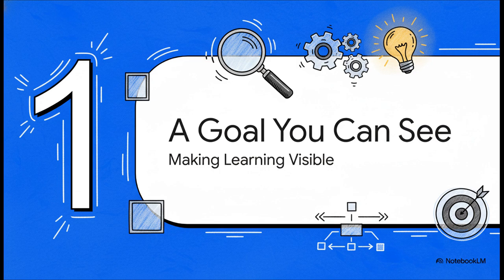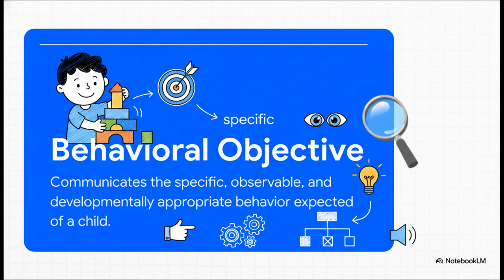Right, so how do we get from that foggy goal to one that's crystal clear? Well, there's a really powerful tool that's designed to do just that, to make learning something you can literally see. It's called a behavioral objective. And you've got to pay attention to those two key words, specific and observable. This isn't about guessing what a kid might know or understand deep down inside their head. This is all about describing an outcome, a behavior that they can physically show you. It's about making that invisible learning visible.